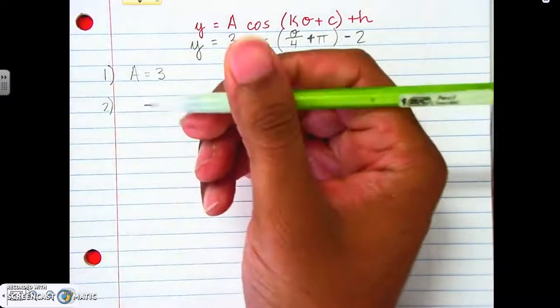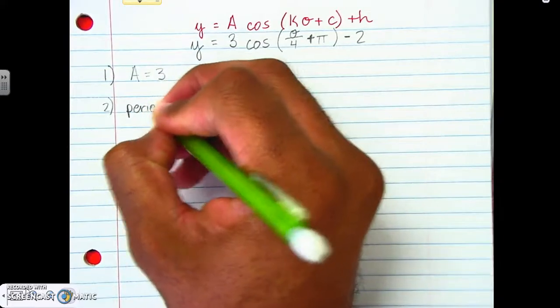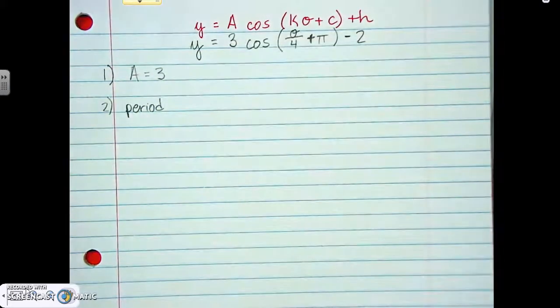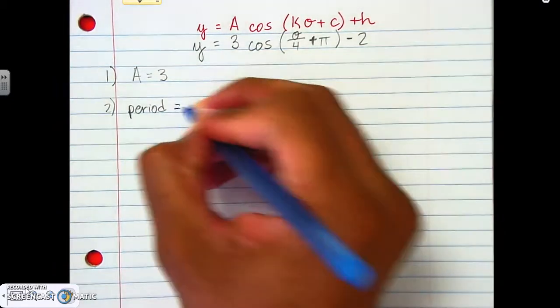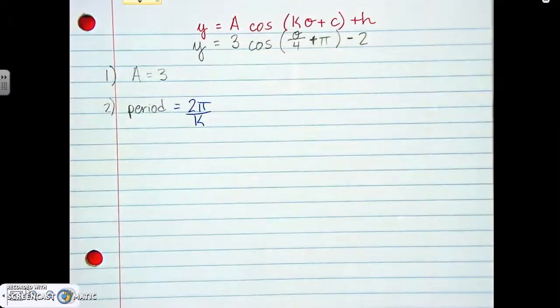Number 2 says find the period. Now we know with period, that formula is 2 pi over k. And for those that are saying, Mr. Hall, are you going to give us that formula on the test? No, I'm not. Like I told you before, they don't give that in the final exam, so you need to make sure you know that for the final exam and for my class.